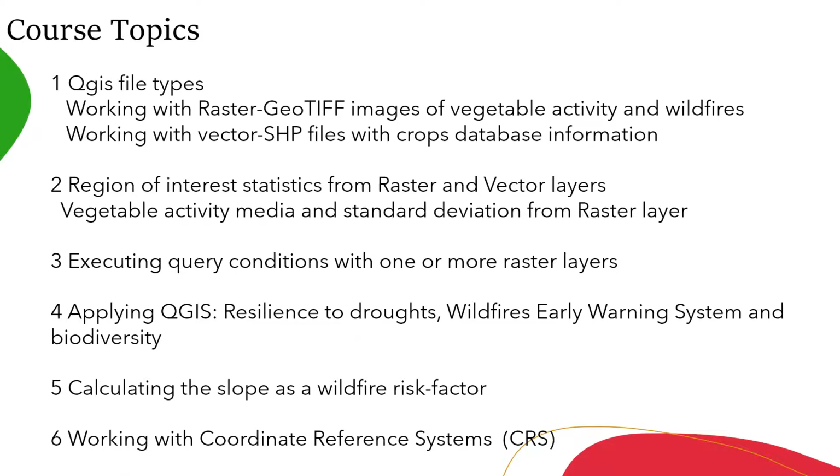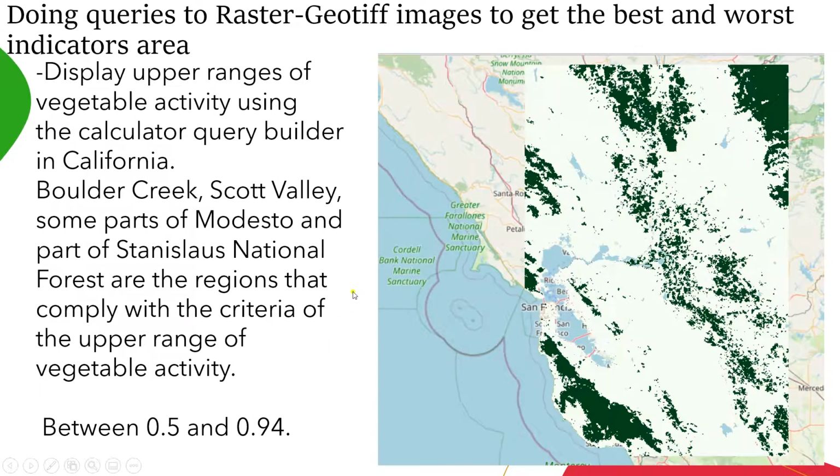We are going to calculate the slope as a wildfire risk factor, and also we are going to learn how to work with different coordinate reference systems. For example, this is how we are going to do inquiries to raster and GeoTIFF images to get the best and worst indicators.